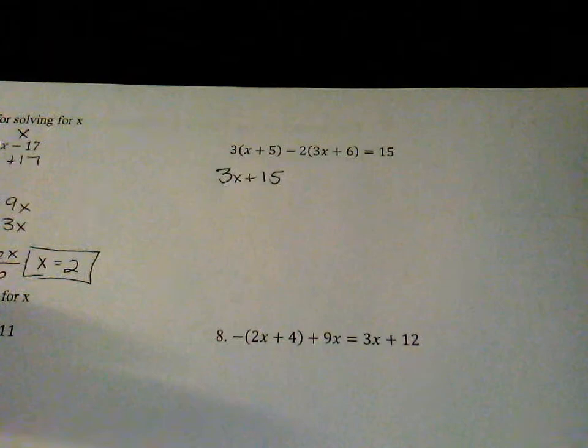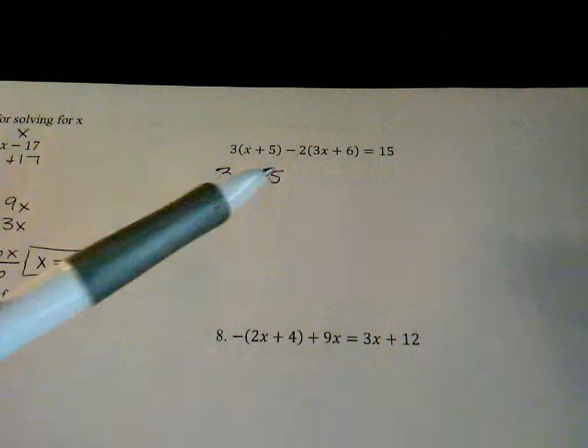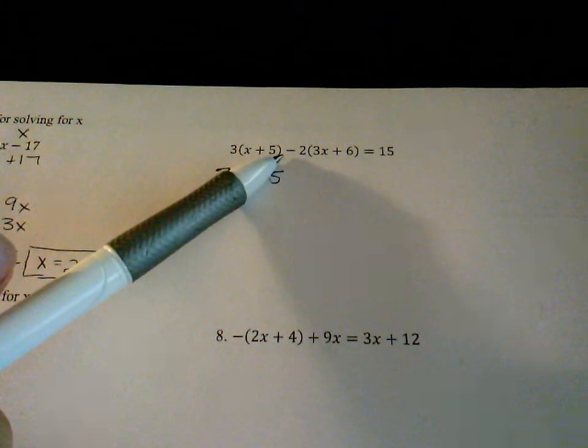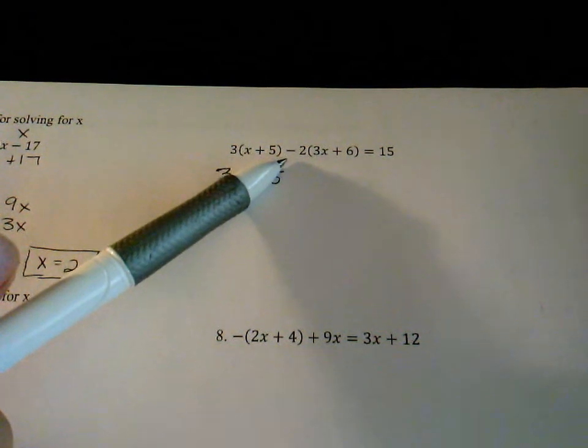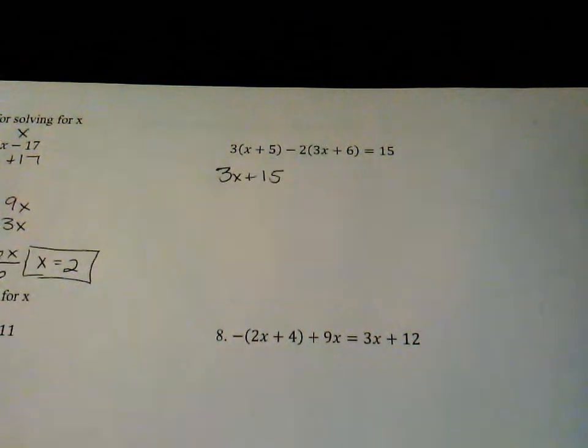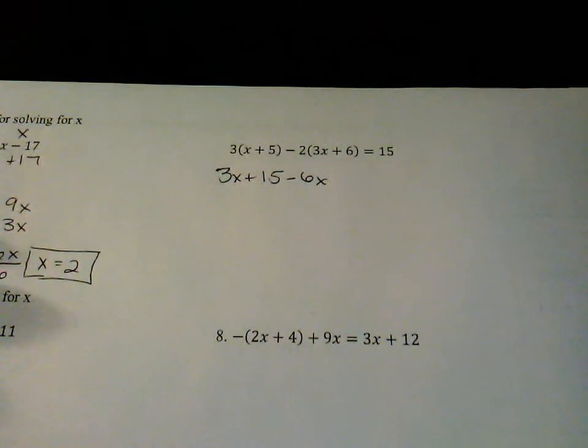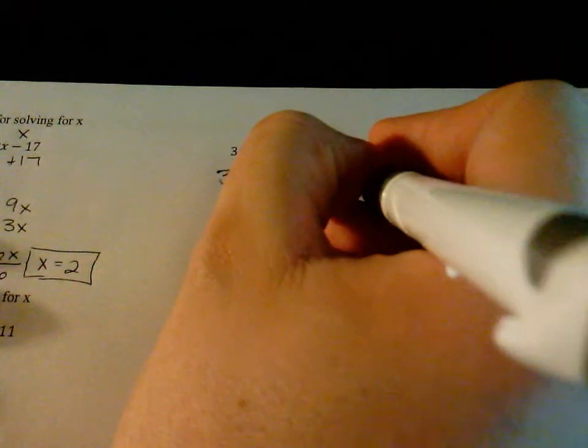Now this next part people get confused on. They see the 2 and they think, oh, I'm just multiplying by 2. But it also comes along with this negative sign in front. So we actually have to multiply everything by negative 2. So this first one will be negative 6x, and the second part will be negative 12. And we still set it equal to 15.